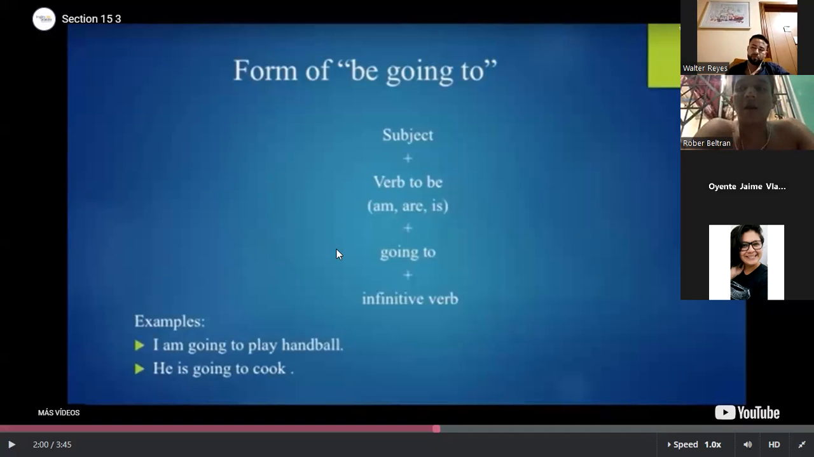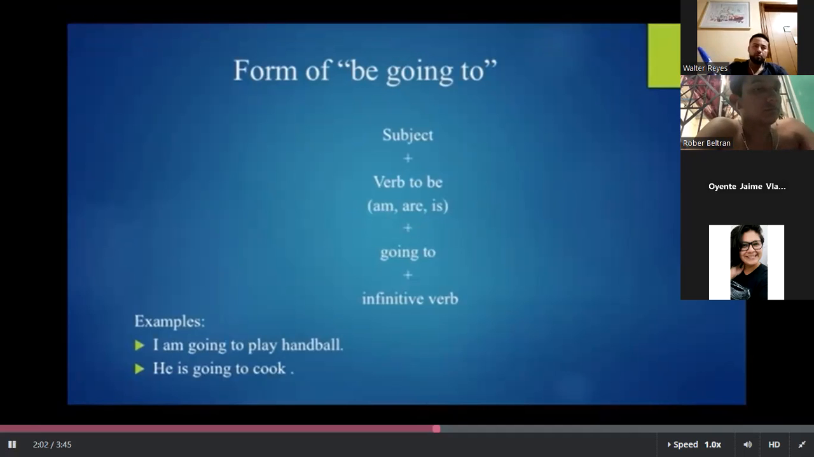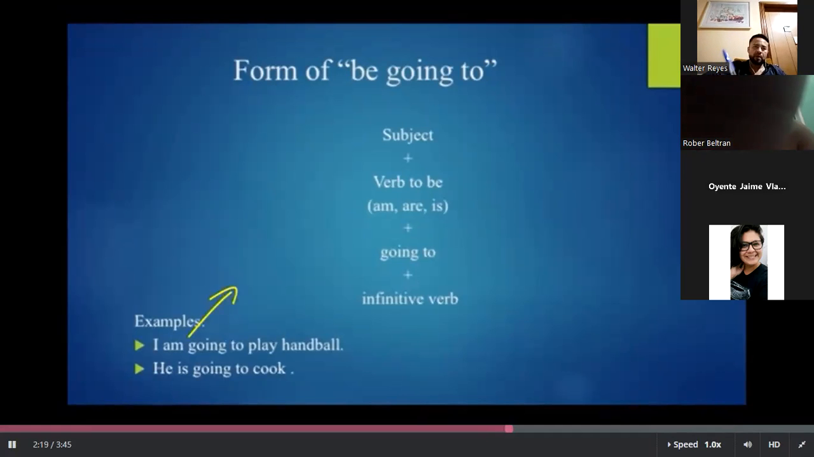Let's continue. To be, are, is, plus going to, plus infinitive verb. Examples: I am going to play handball. He's going to cook. These are the steps to follow when making an affirmative statement. And if the statement is negative, we add the word not between be and going to.